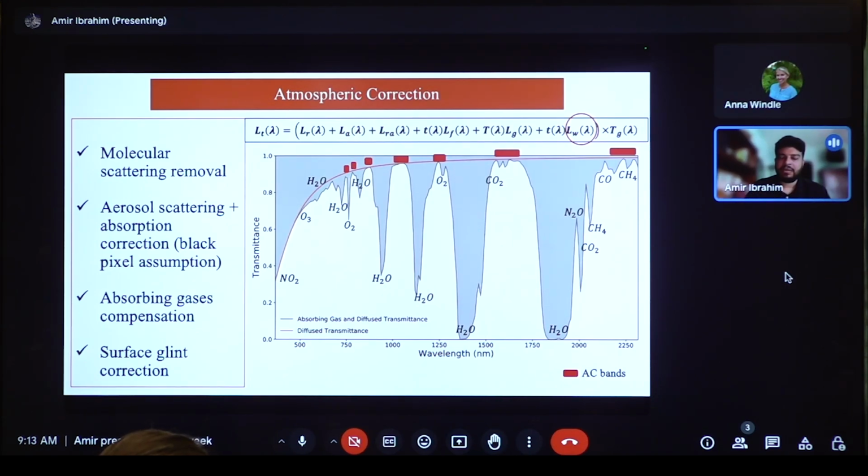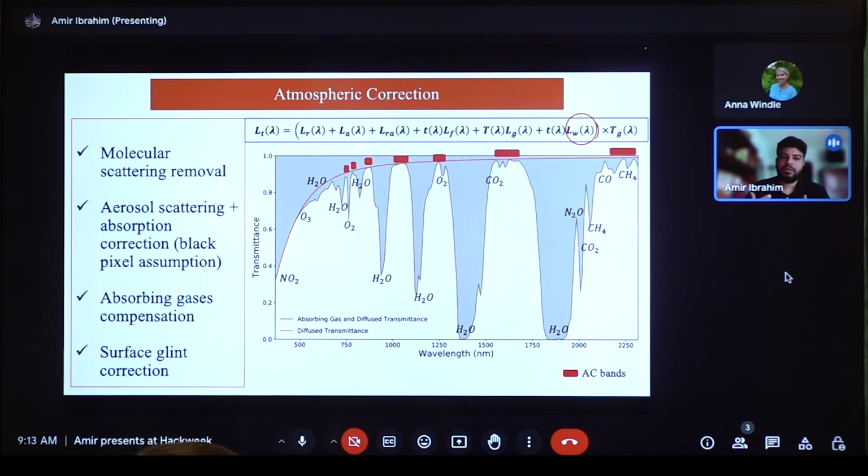That could be the molecular scattering or Rayleigh scattering, aerosols. There are aerosol particles in the atmosphere that absorb and scatter. Obviously, the surface glint and the white caps, as well as what we're really interested in, which is water leaving reflectance. All of the signals are modulated by the absorbing gases in the atmosphere. So basically this equation here defines what these contributions are, and we sum them up, and what we want to derive is the water leaving reflectance.